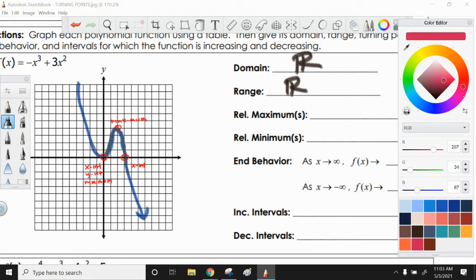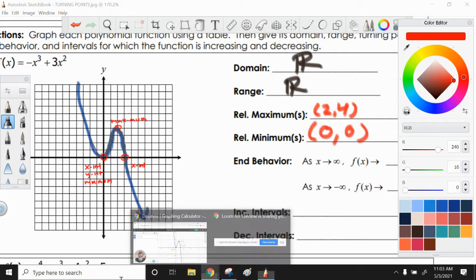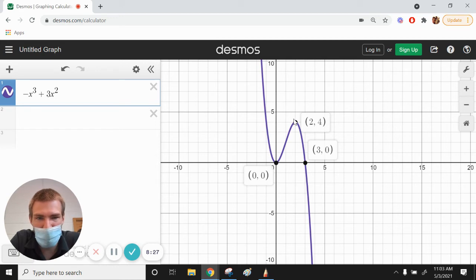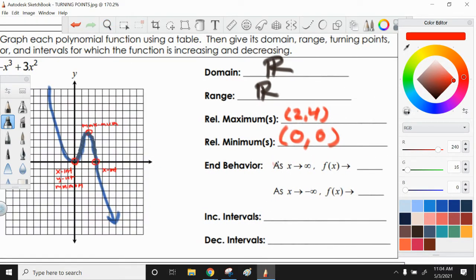Our maximums and minimums. So we already labeled these. Our maximum was here at 2, 4. This is our maximum right here. Our minimum was at 0, 0. Again, just going back to Desmos, minimum 0, 0, maximum 2, 4. 3, 0 is just an x-intercept, not a maximum or a minimum. Our end behavior, we should already know how to do this. Our end behavior on the positive side is negative infinity. On the negative side it is positive infinity. We know that odd negatives are going to have the backwards behaviors, right? So positive means negative, negative means positive.